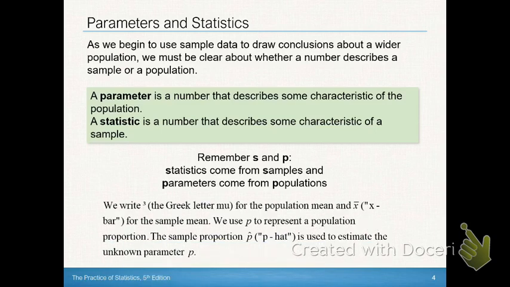Now we use the letter mu, which looks sort of like a cursive u, for the mean of a population, whereas we use the x bar that we're familiar with as the mean for the sample. Similarly, we use a lowercase p to represent a proportion for a population, and we use p hat, which is the p with the little up arrow looking thing on top of it, for a proportion of a sample.